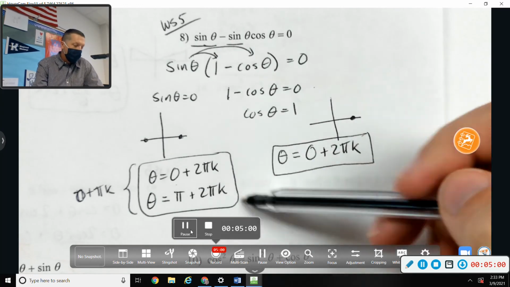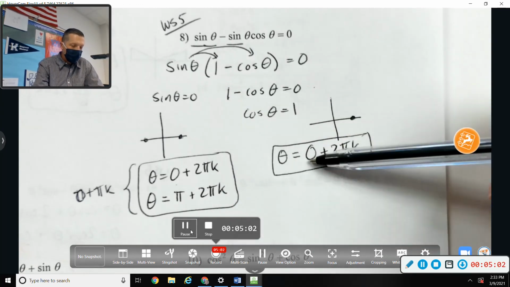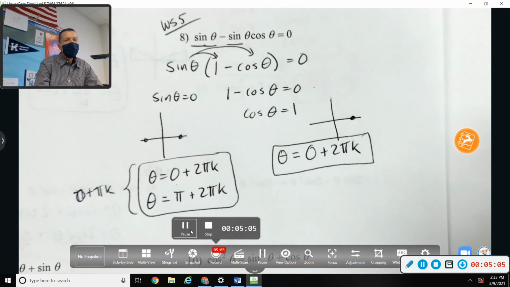And if this was on the calculator portion of the test, you could plug those in and see, or you could graph it and see. So with the calculator, you've got options to check your work.